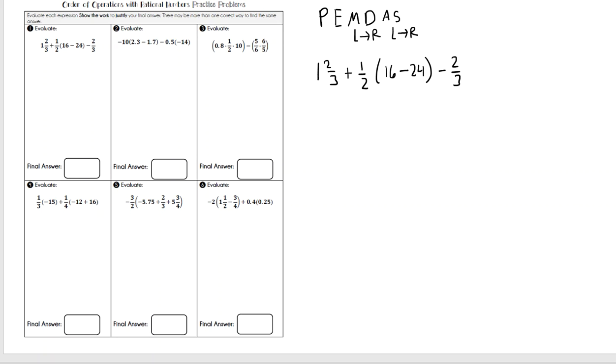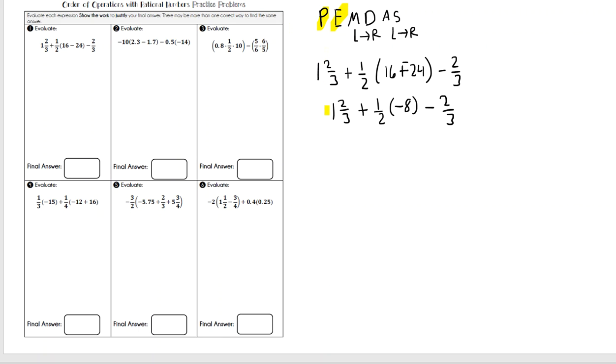Okay, so if we are going to start with the parentheses first, inside our parentheses, we have 16 minus 24. We are going to change this subtraction to addition by doing 16 plus a negative 24. And when we combine 16 with a negative 24, we get a negative 8. Okay, so now we have 1 2/3 plus 1/2 times negative 8, subtract 2/3. We don't have any exponents to take care of here.